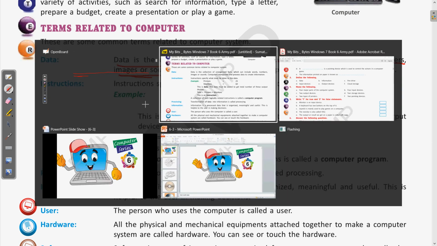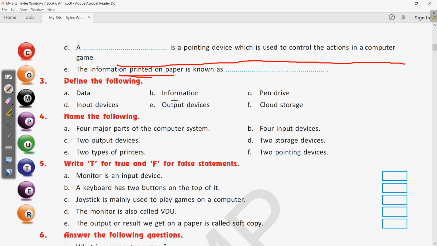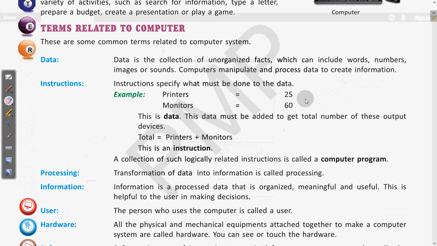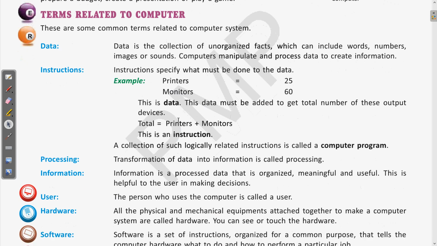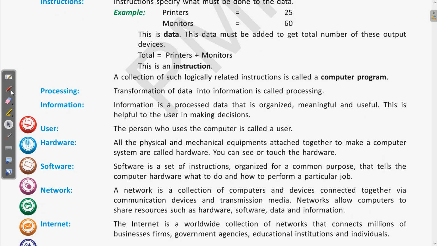Now the next define question is, what is information? Information is also given near that place. So let us see what is information. It is given on page number 4 itself. What is information? The processed data.